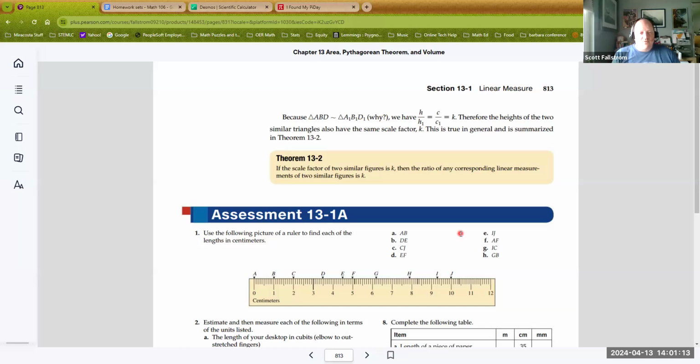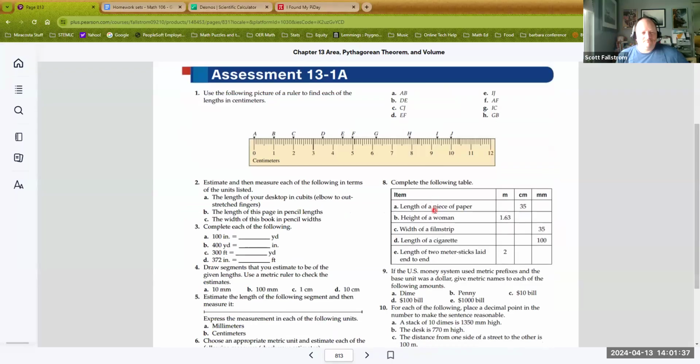It's really nice, and we're going to need that as we go into the next one with area, because once we see that the scale factor might be 3:1, the area is not going to end up being 3:1, but it will rely on that scale factor. So this is laying the groundwork for what we're going to do in 13.2, 13.4, and 13.5.